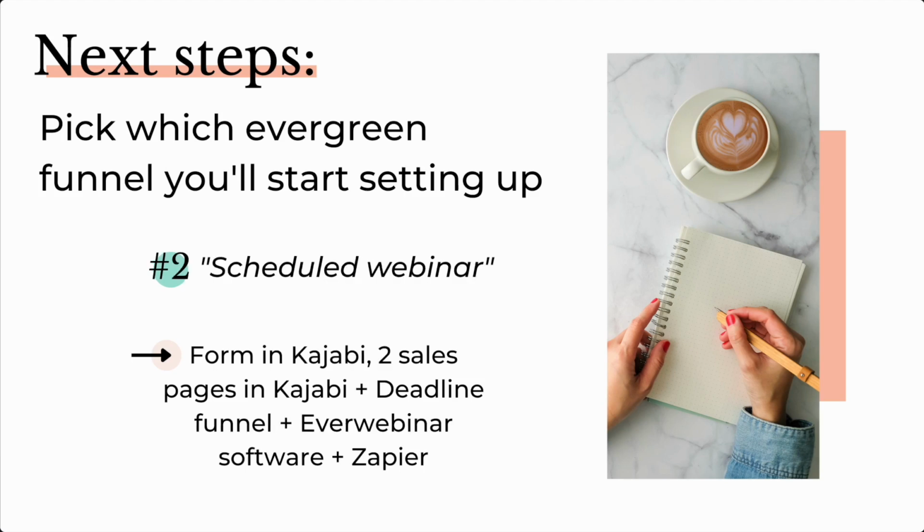Now, if you picked funnel number 2, aka the scheduled webinar, then you will only need 2 sales pages, Deadline Funnel software, and EverWebinar software where you will host your webinar. Plus, you'll also need Zapier to integrate everything together. Again, I will break down everything for you in the next lessons, but first you need to pick which funnel you want to set up.